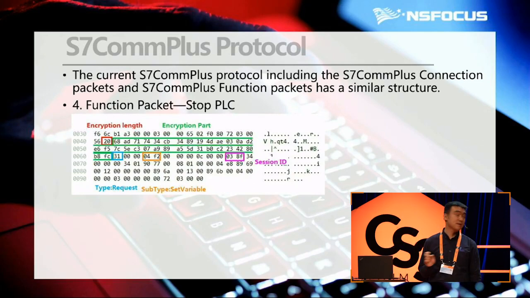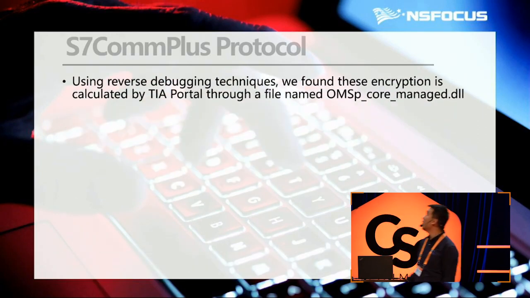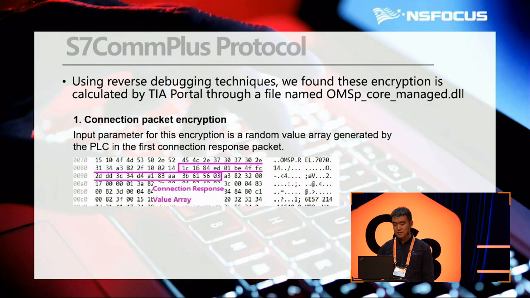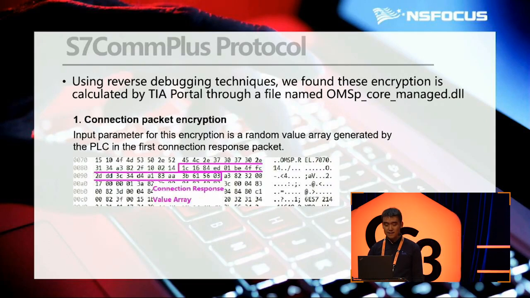So with these packets, we can see that if you want to communicate with a Siemens PLC using the new encrypted S7CommPlus protocol, you must analyze these encryptions to make sure the encryption is right. So we did some reverse engineering, using tools like WinDbg and IDA Pro. We found that these encryption algorithms are in a DLL file, and we then went on to analyze this DLL file.